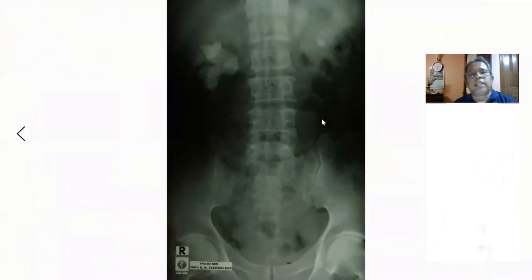So look, this is another X-ray. This is also a plain X-ray KUB region. That marking is the right here. So this is the right side, this is the left side. So one thing always remember, the difference between the plain X-ray abdomen and the plain X-ray KUB region is that the plain X-ray KUB region X-ray is done in a lying posture.